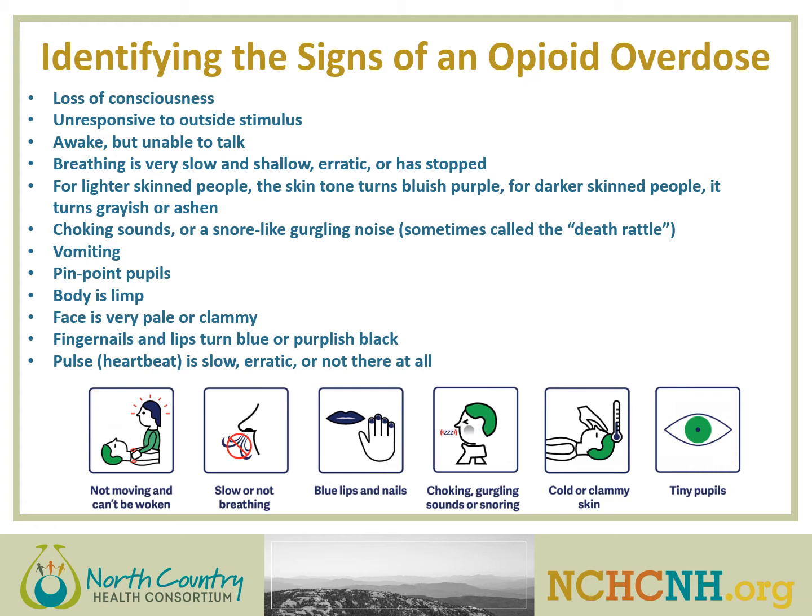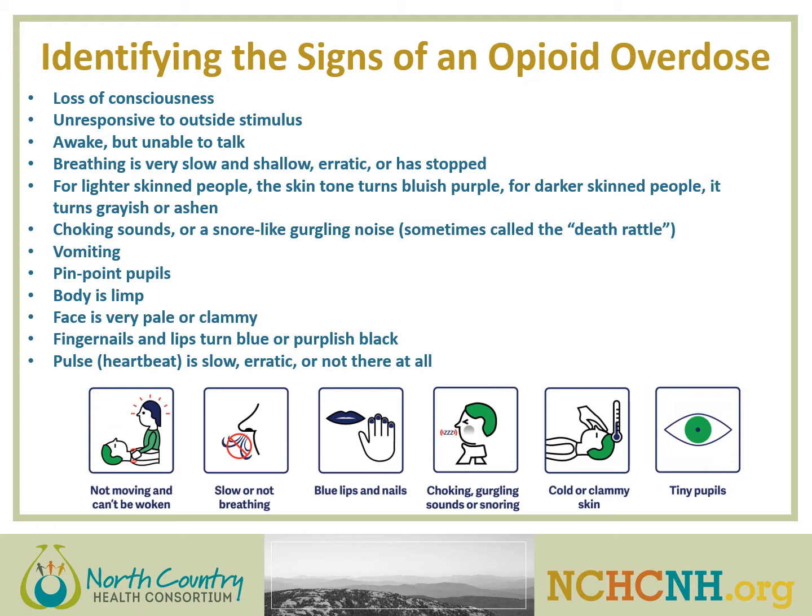Opiates depress the central nervous system, and that includes breathing. Breathing may appear erratic, slow, and shallow, or the individual may have stopped breathing. For an individual with a lighter skin tone, the tone may appear a bluish-purple color, and for those with a darker tone, it may appear gray or ashen. You may observe choking sounds or gurgling noises. This is sometimes referred to as a death rattle.